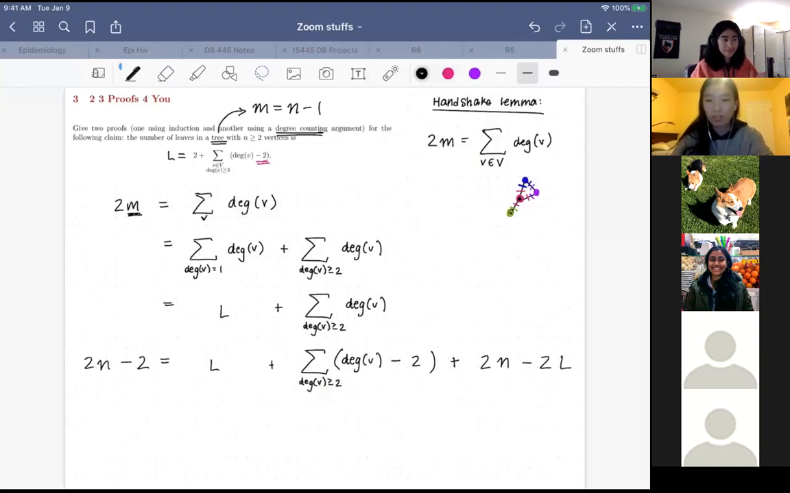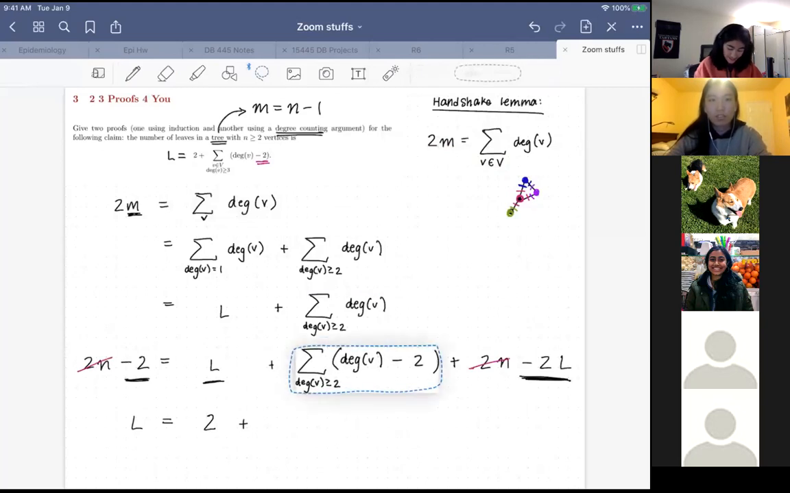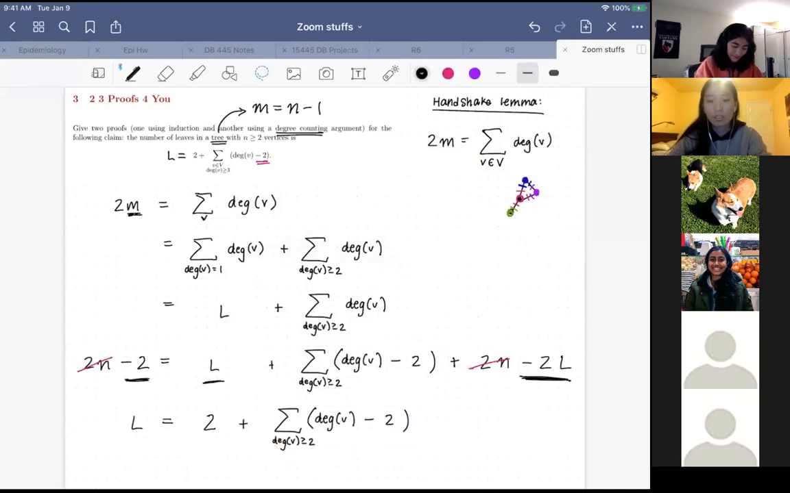So now that I've plugged in a bunch of things I know, maybe you're already seeing it. It gets really nice because this 2n cancels out with this 2n. And doing some algebra, I've got this -2L and this L, and I have this -2. So I'm going to bring all the L's to the left-hand side, bring the remaining 2 to the right-hand side, plus, and then this degree summation just stays exactly as it was. And is this what we wanted to show?